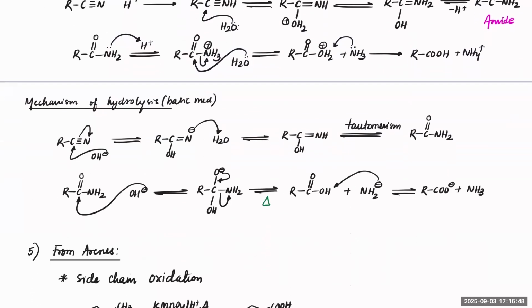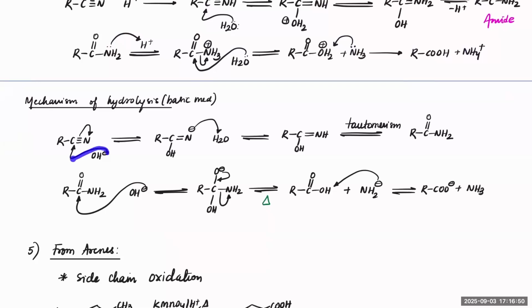Wherein in the presence of base, OH minus will directly attack, pi bond will shift, you will get N minus. N minus will take H plus, so you will get this particular form, enol type of a form, which on tautomerism will become amide.